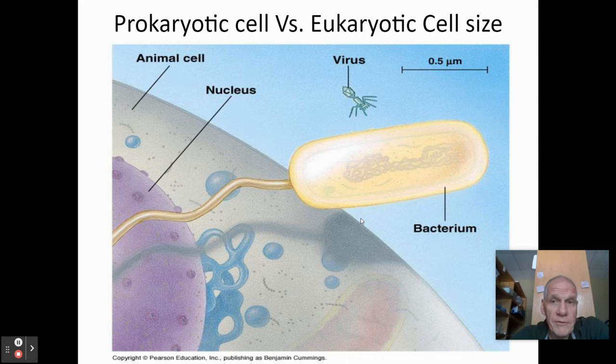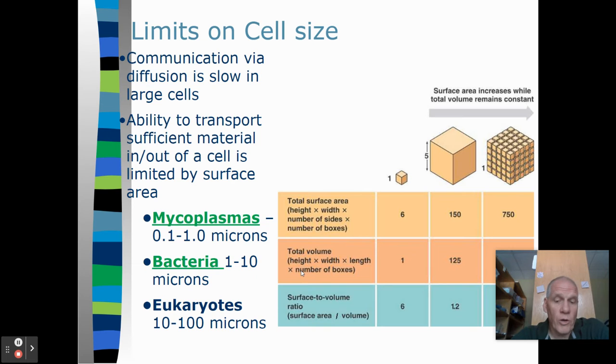So basically, we have two types of cells: the prokaryotic cells and the eukaryotic cells. As you see in the background, we have a eukaryotic cell compared to a prokaryotic bacterium cell up here. And eukaryotic cells are much larger.